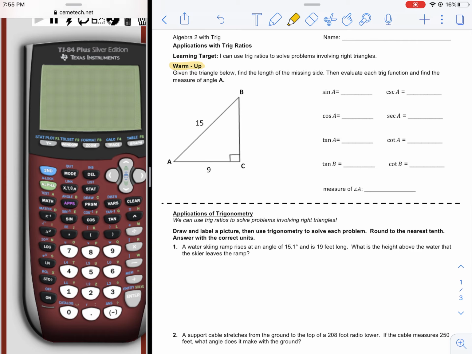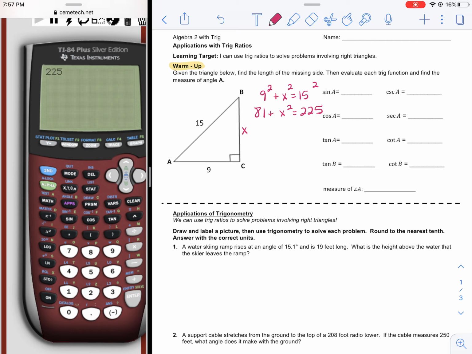So for a warm-up, it says, given the triangle below, find the length of the missing side and then evaluate each trig function and find the measure of angle A. So we have a right triangle and we know 2 out of 3 sides. So I'm going to start by using the Pythagorean theorem to find the missing side. I'm going to call this side x, and I know that 9 squared plus x squared equals 15 squared. And so 81 plus x squared equals 225.